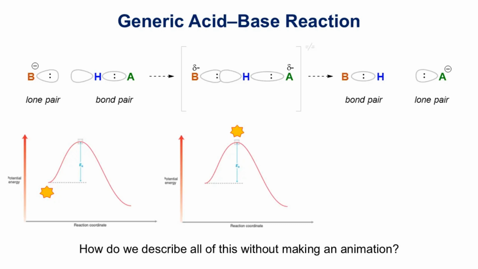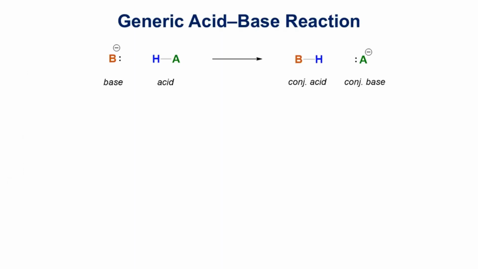The original lone pair has become a bond pair, and the original bond pair has become a lone pair. For reasons to be developed, the products are often more stable than the original starting materials. That is a lot of information that needs to be transferred to paper without creating an animation. In any acid-base reaction, we need to describe how the electron-rich base interacts with the electron-poor acid to produce the corresponding conjugate acid and conjugate base.